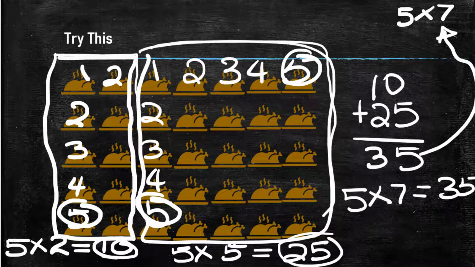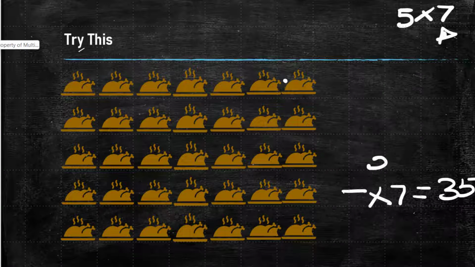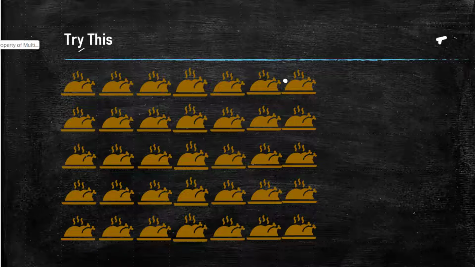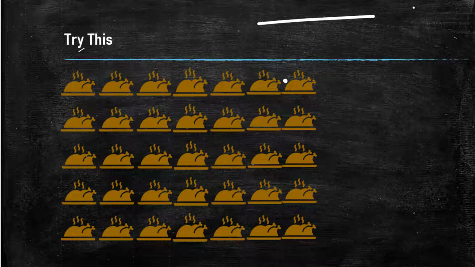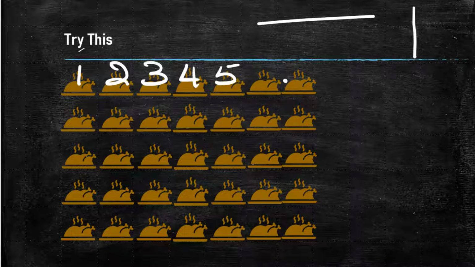I also want you to notice something else. Let's erase it all. Now, you can choose to break apart the array either with horizontal lines going this way or vertical lines going this way. It doesn't matter how you break it apart. The most important thing is that you get the answer correct. Now, let's consider the amount in each row: 1, 2, 3, 4, 5, 6, 7.